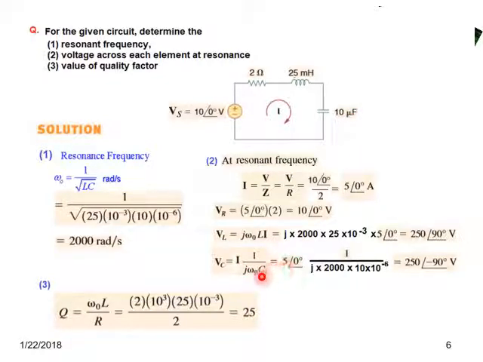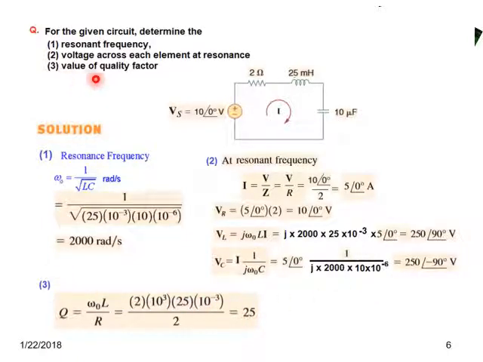For the capacitor voltage, I multiplied by the impedance of the capacitance, which is 1 over j omega naught C. We have the value of I, 5 ampere, omega naught is 2000, and C is 10 microfarad. Solving this, we get 250 volt with the angle minus 90 degree.